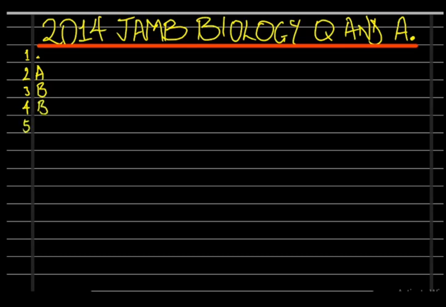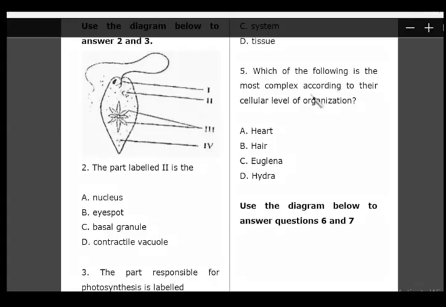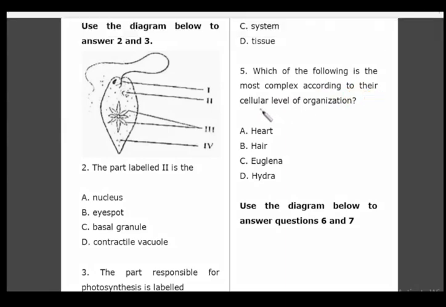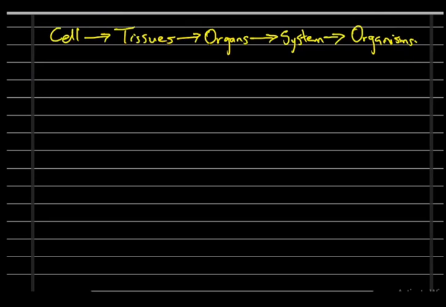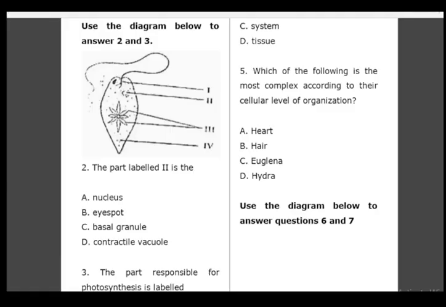So we'll move to question 5 now. Which of the following is the most complex according to their cellular level of organization? A. Heart, B. Hair, C. Euglena, and D. Hydra. Going back to what we just talked about, where we have cells, tissues, organs, system, and organism, we'll be able to answer that question.